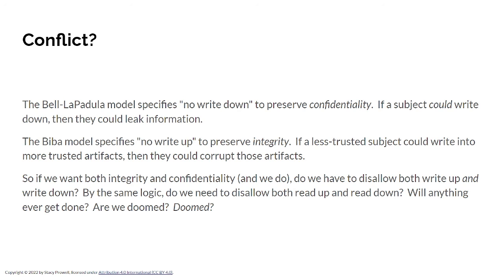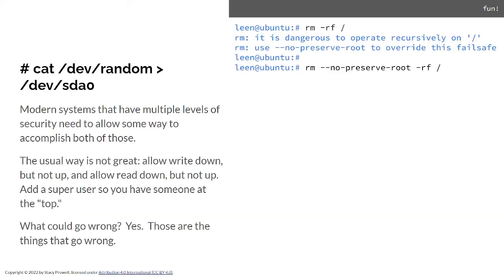If you want both integrity and confidentiality, do we have to disallow both write up and write down? And if we do, do we ever get anything done? Are we doomed? So modern systems that have multiple levels of security need to allow some way to accomplish both of those. And the usual way to do this is maybe not great.